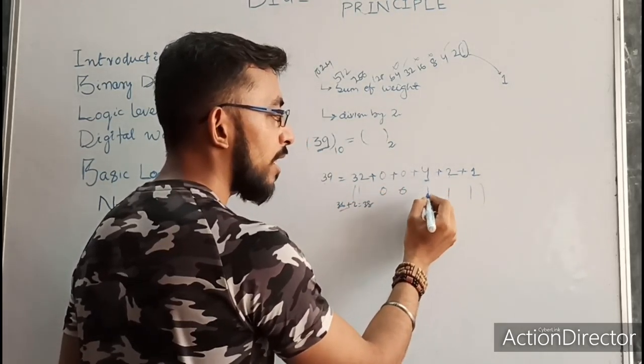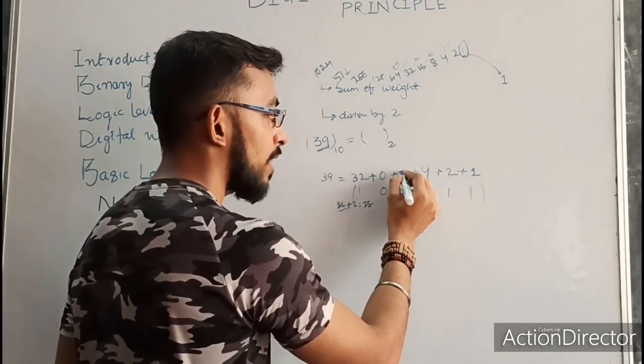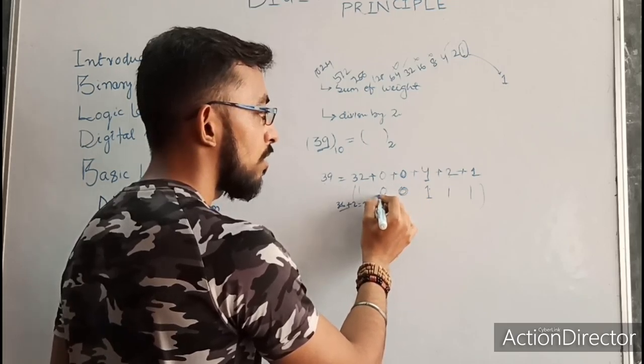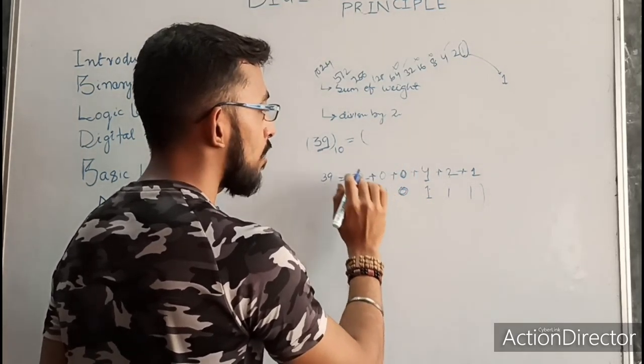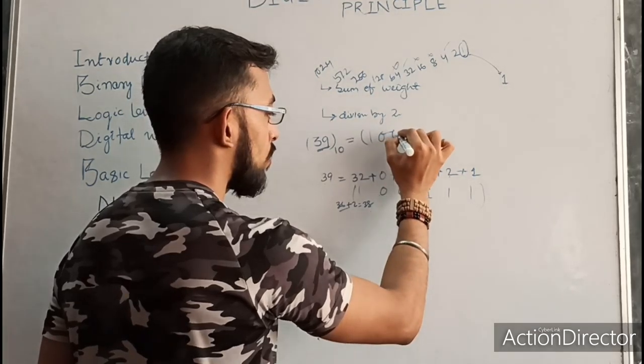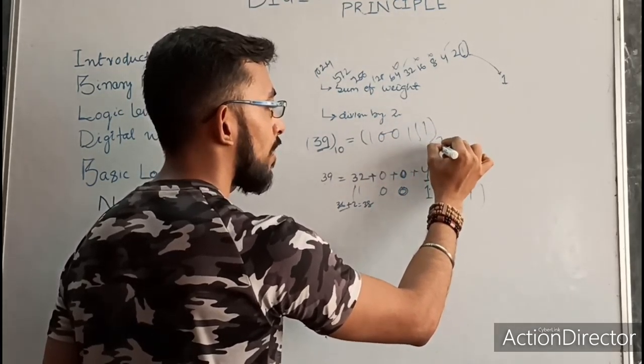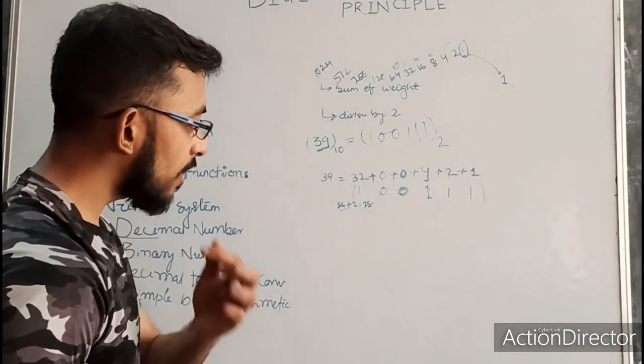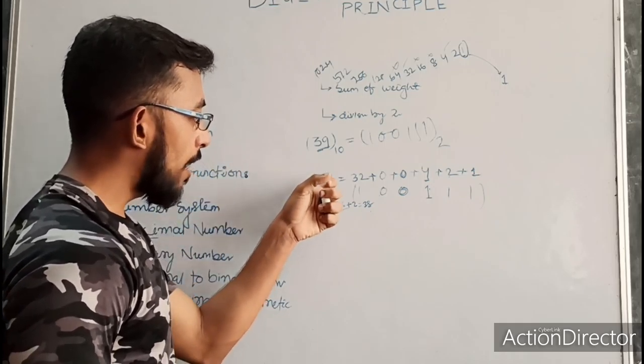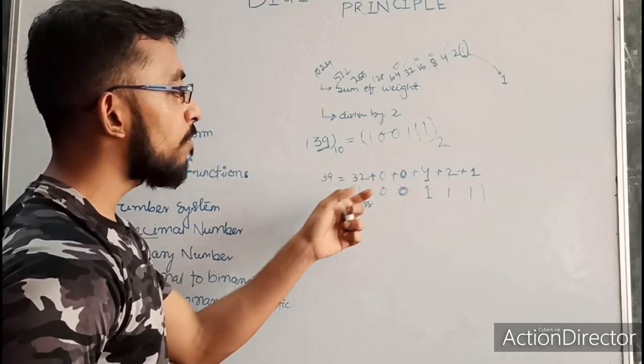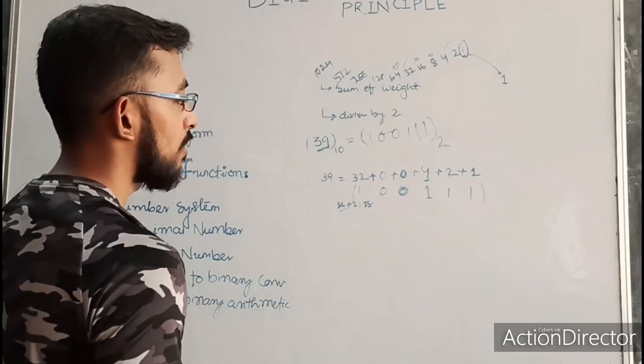Whenever I am taking a weight, I write the value 1. Whenever I am not taking a weight, I write 0. So what will be the binary number for this 39? 1, 0, 0, 1, 1, 1 with base 2. Is it clear or not? I am writing my 39 in terms of binary using the sum of weights.